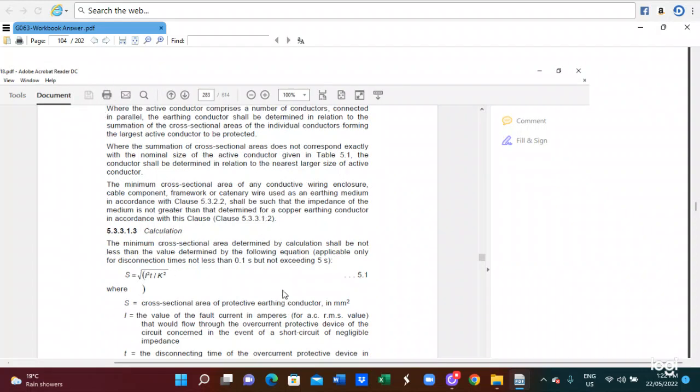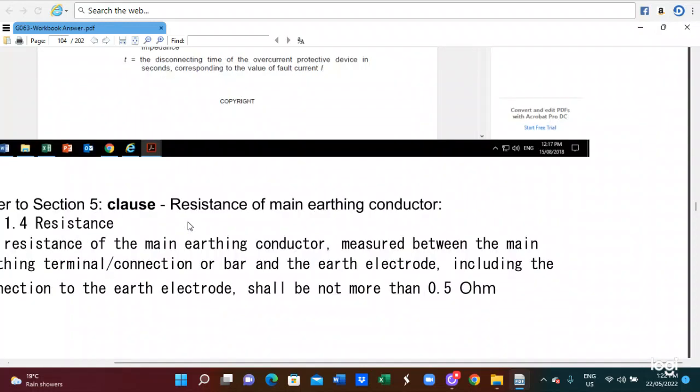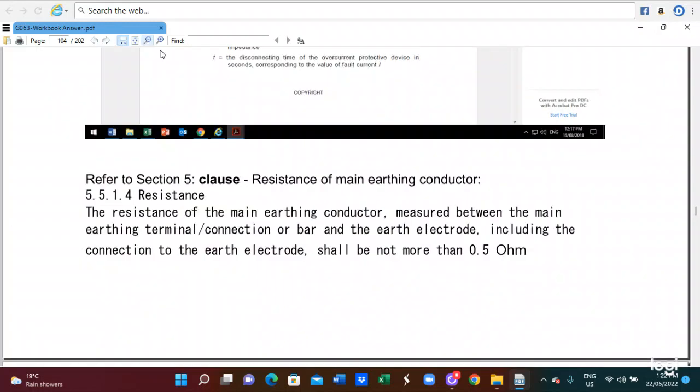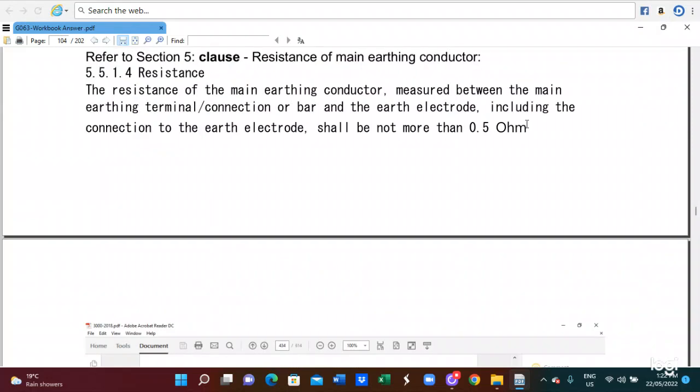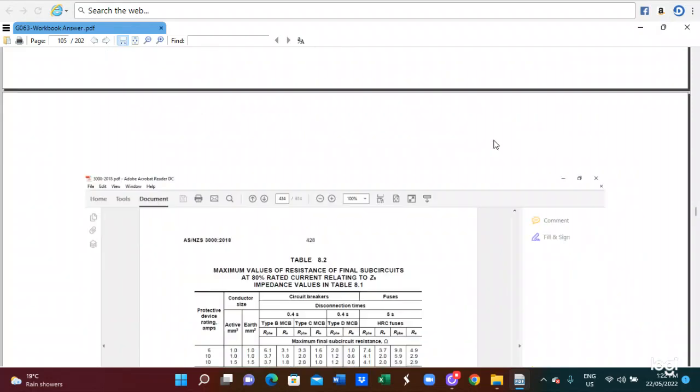3x1x3 is a calculation method. Crossing area is a calculation. And also the sections are 5x5x1x4, the resistance of the main earthing conductor. You can read from here. The resistance of the main earthing conductor is not more than 0.50.